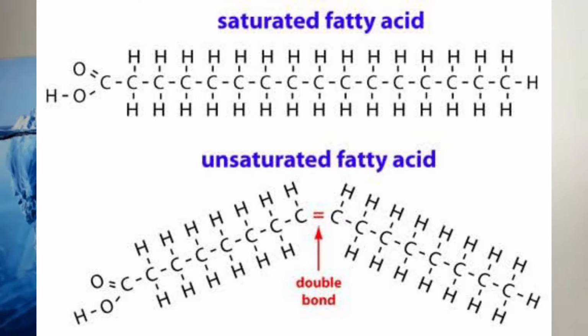If we put a double bond in between those carbons at any point, that makes the fat either monounsaturated if there's only one double bond, or polyunsaturated, which just means many double bonds. We'll look at the science here in a second. Just put up a couple of visuals so you guys can see what I'm talking about here.